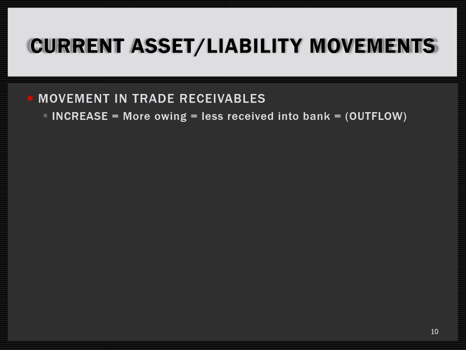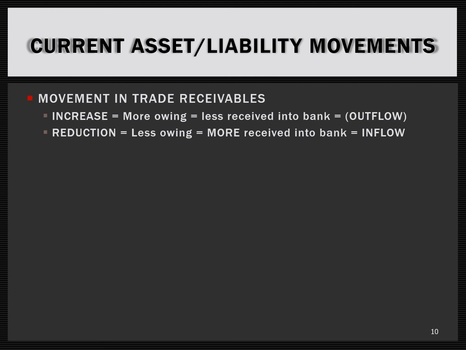And the movements in current assets and current liabilities is the area where people tend to get the additions and deductions the wrong way around. Remember, with trade receivables, if trade receivables have increased, that means more money is owing. That means we've received less money into the bank account. So that's going to reduce the money in the bank. So that's a negative outflow.